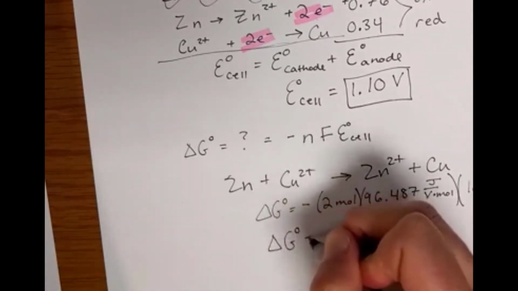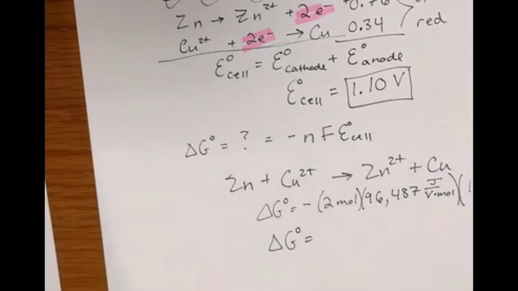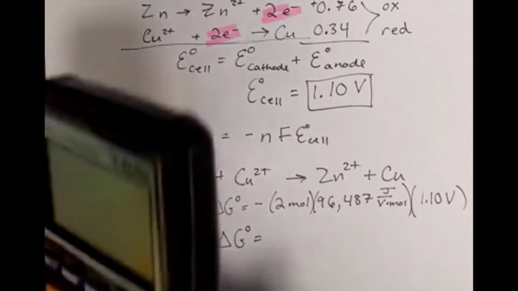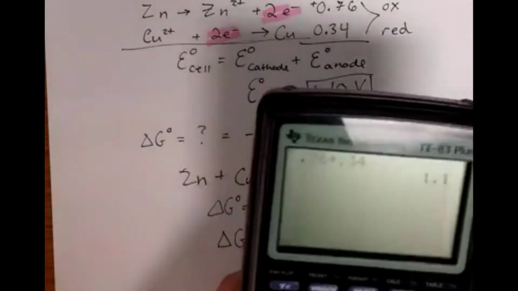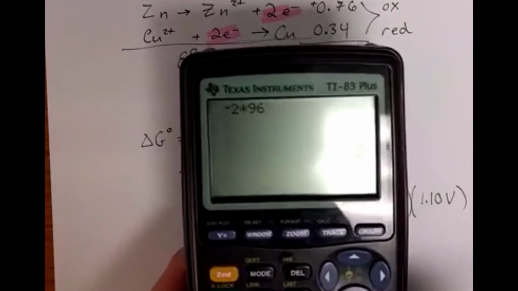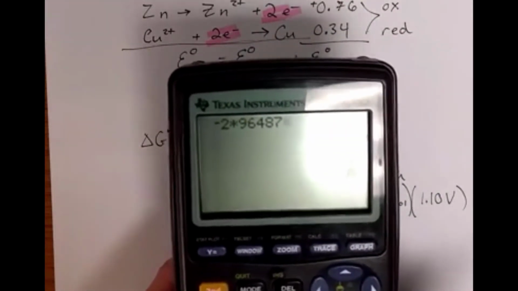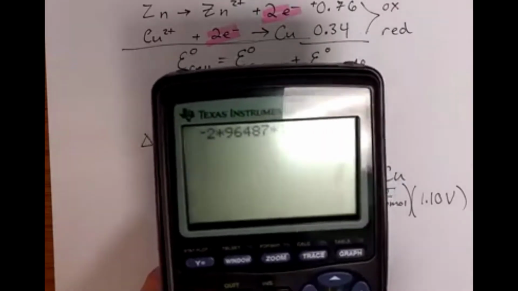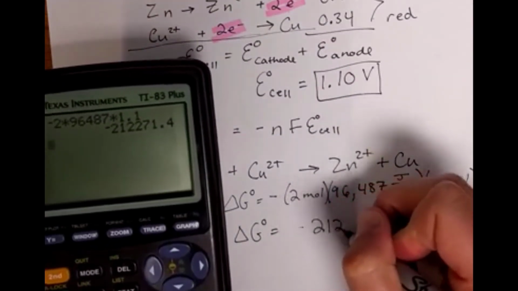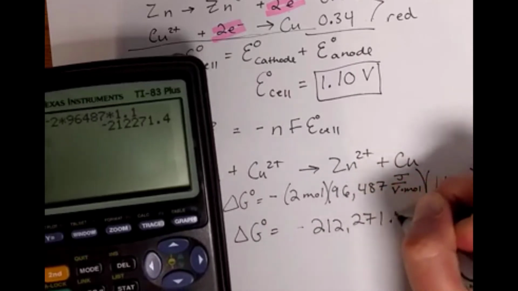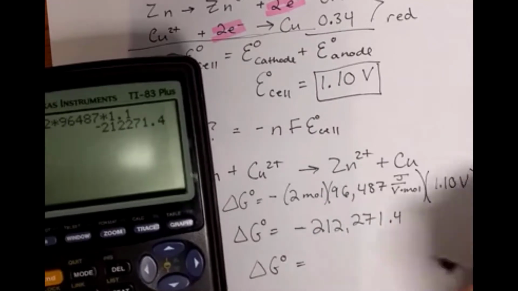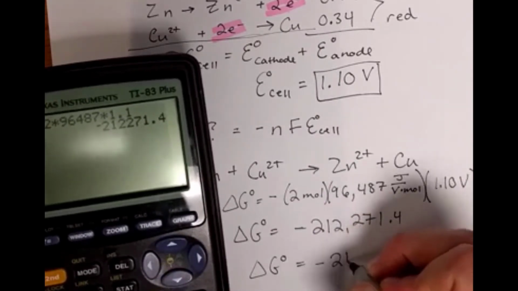So delta G equals, go back to my calculator, and we can literally type in, clear. So negative 2 times 96,487 times 1.1 equals negative 212,271.4, or delta G equals negative 212 kilojoules.